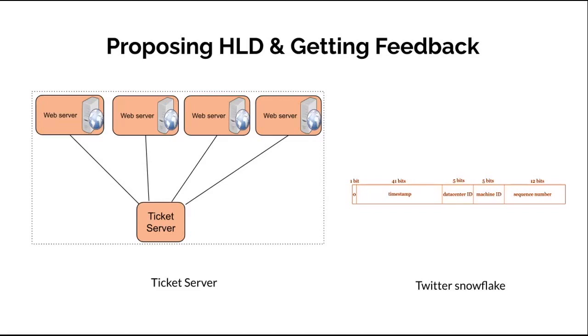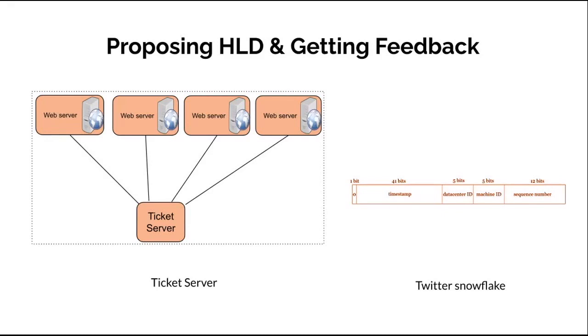Then in the data center ID section, there are 5 bits, which gives us 2^5 or 32 data center IDs that we can specify here. The fourth is the machine ID, where again it is 2^5 or 32 machines per data center. We can have the machine IDs here. And the last is the sequence number.